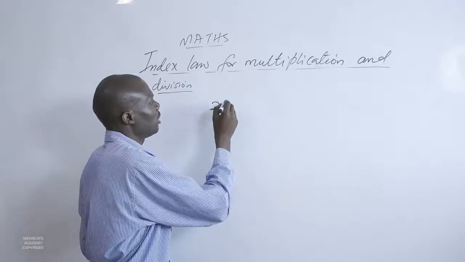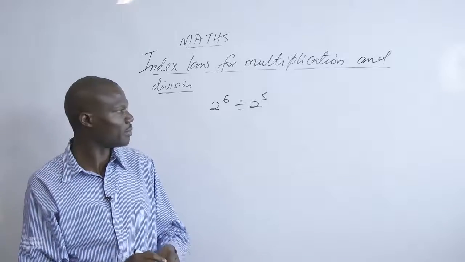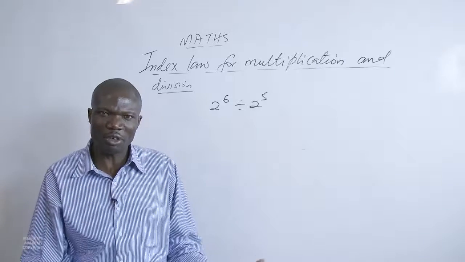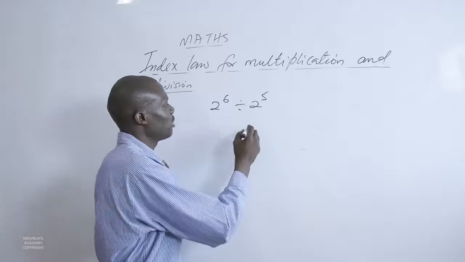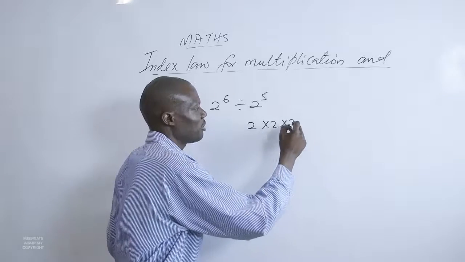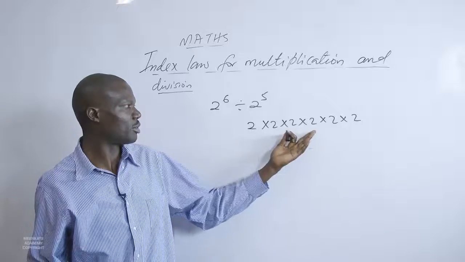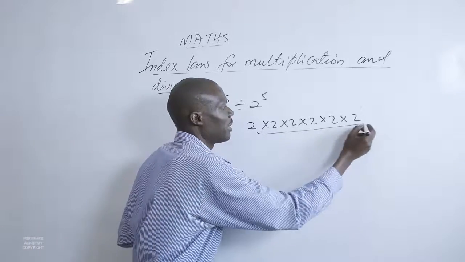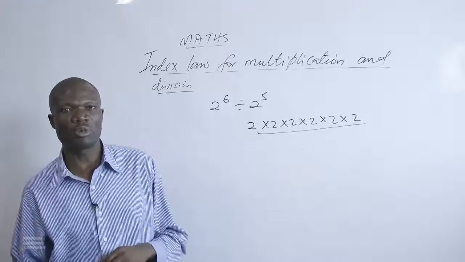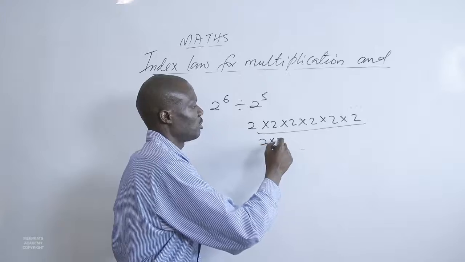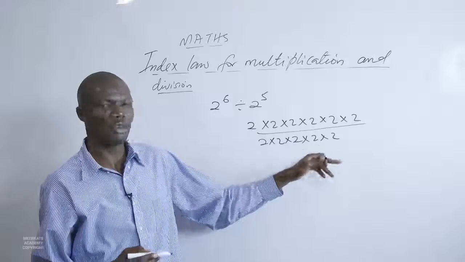Supposing you had 2 raised to 6 divided by 2 raised to 5. Now, we would do it in a very local way because we don't know what exactly they are trying to look for. So, we take this 2 raised to power 6, we multiply it how many times? 6 times. Divide is a quotient, it means over. So we can write it like a fraction, over 2 raised to power 5. This is 2, 1, 2, 3, 4, 5.